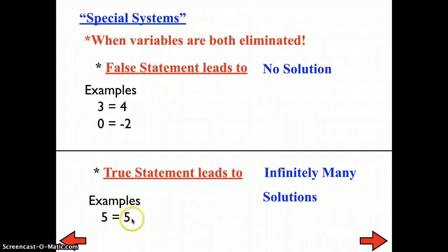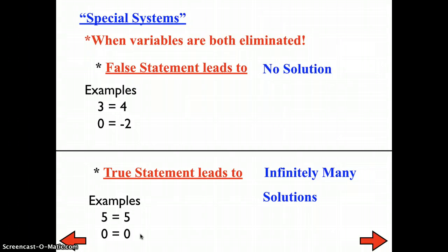5 equals 5 is a true statement. The answer is infinitely many solutions. 0 equals 0 is a true statement, so the answer is infinitely many solutions. Please be very careful and don't be fooled by the zeros. Just remember that if it is a true statement, the answer will be infinitely many solutions.